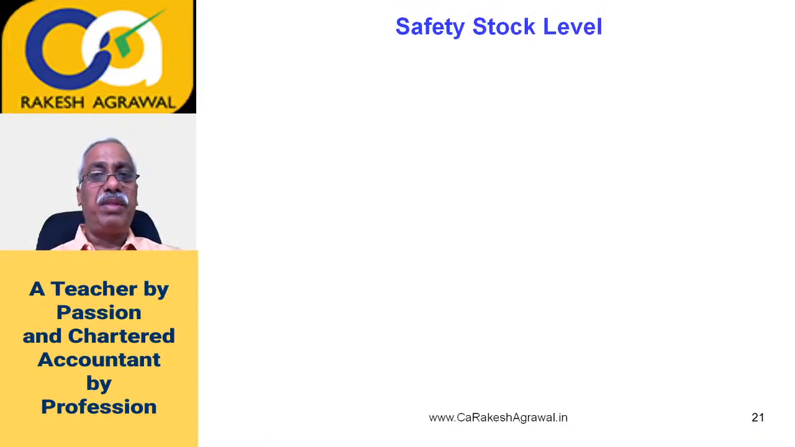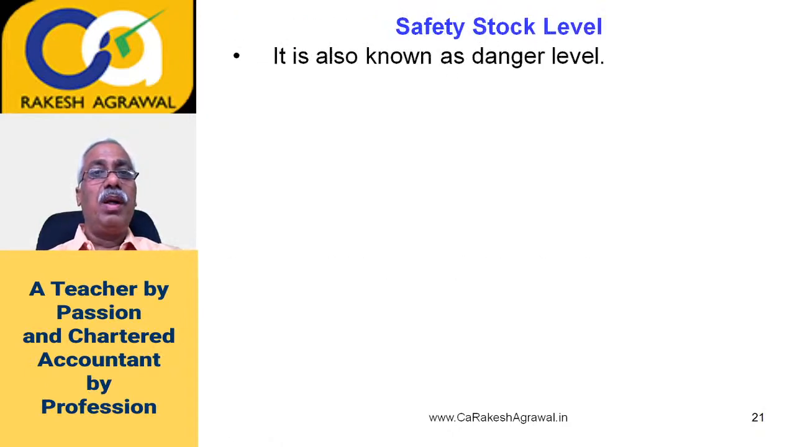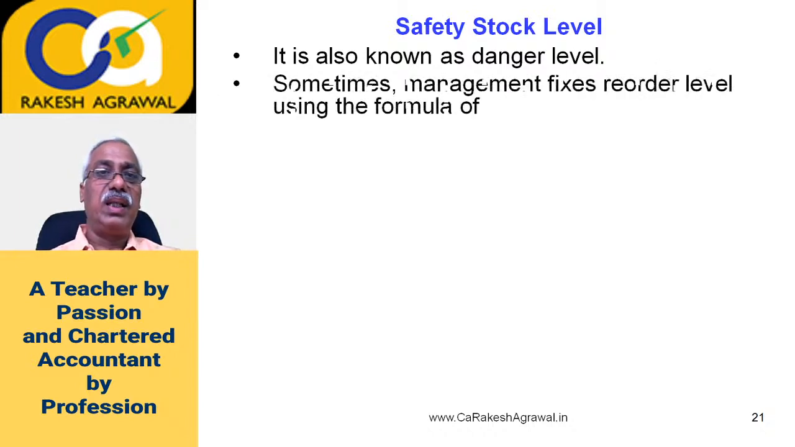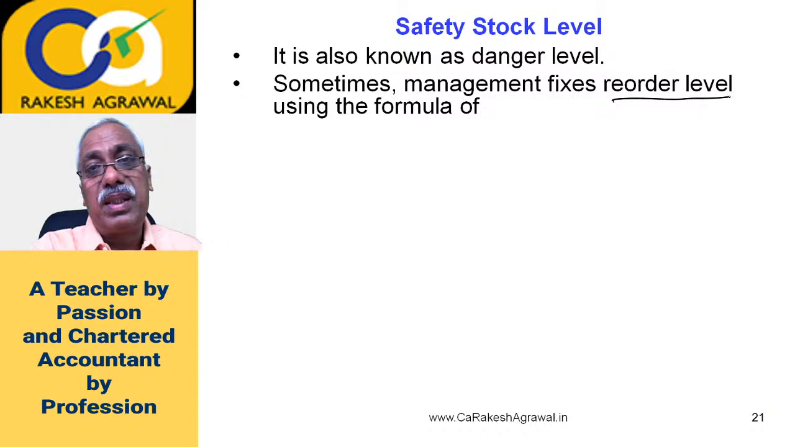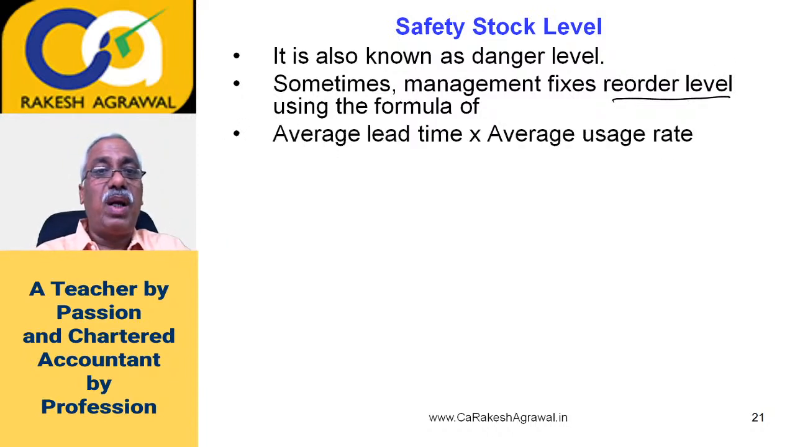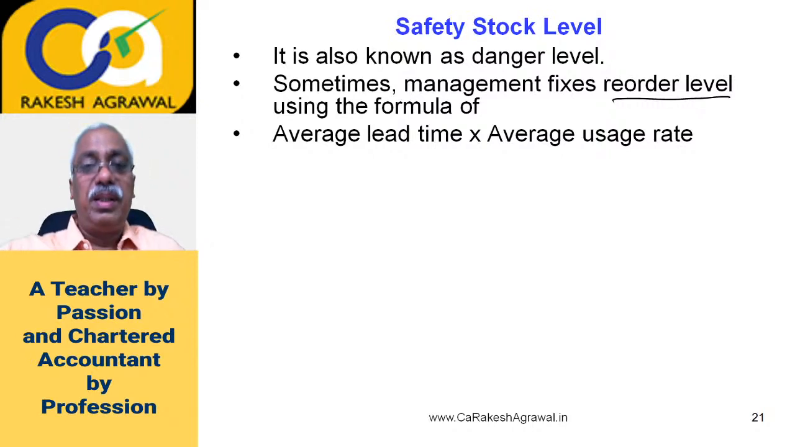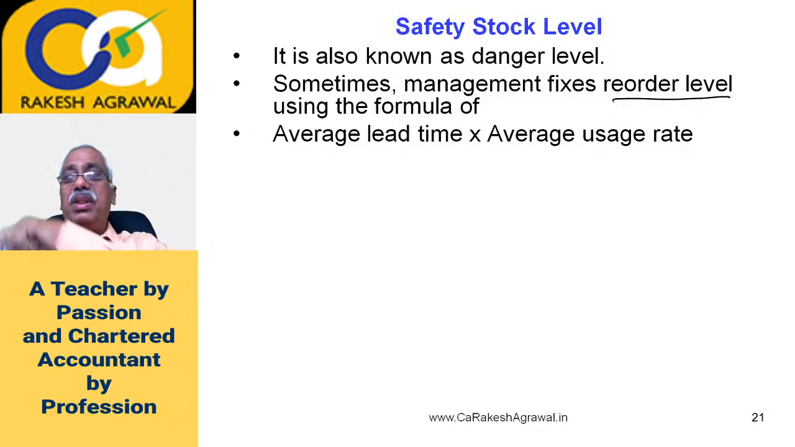Now let's go to safety stock level. It is also known as danger level. Safety stock is also known as danger level. Sometimes management fixes the reorder level, which we had discussed first, using the alternative formula: average lead time into average usage rate. We had discussed that in the absence of information this formula can be used.